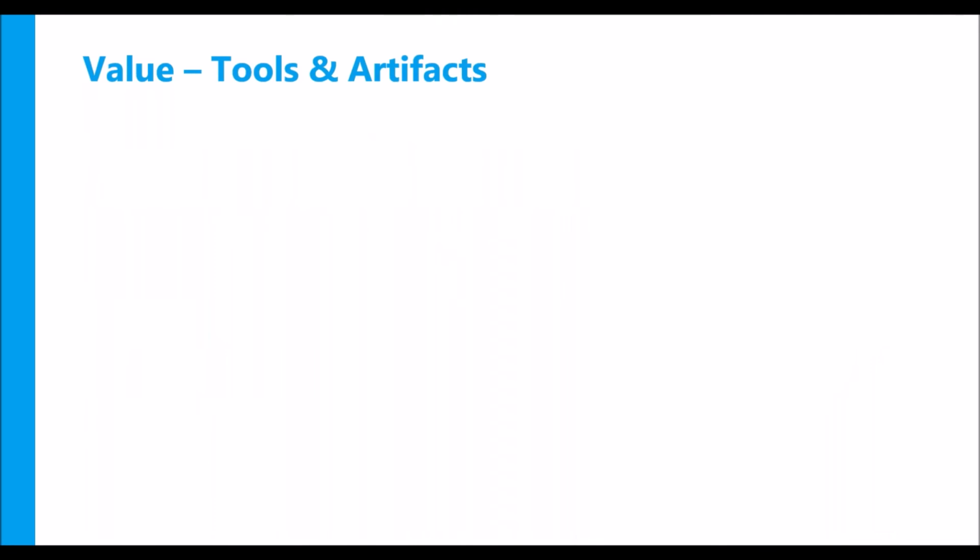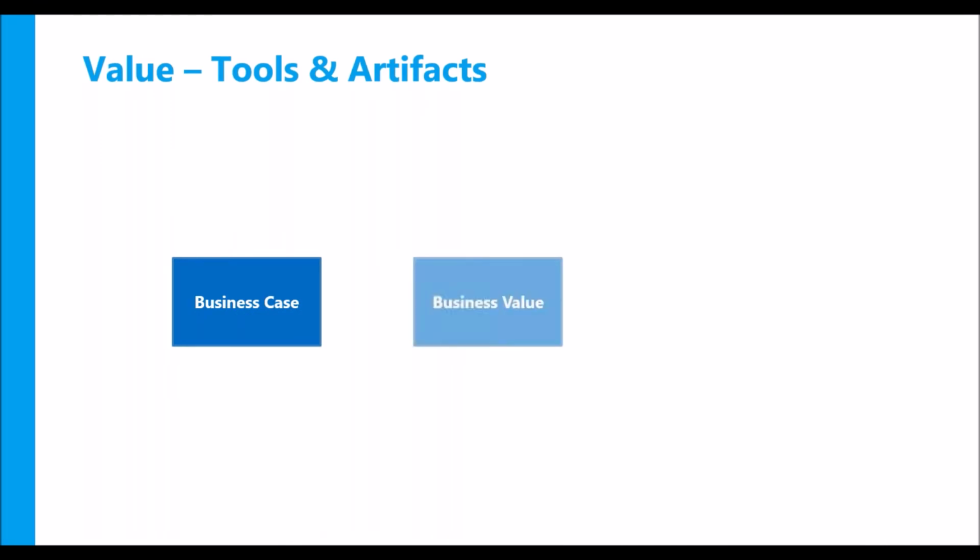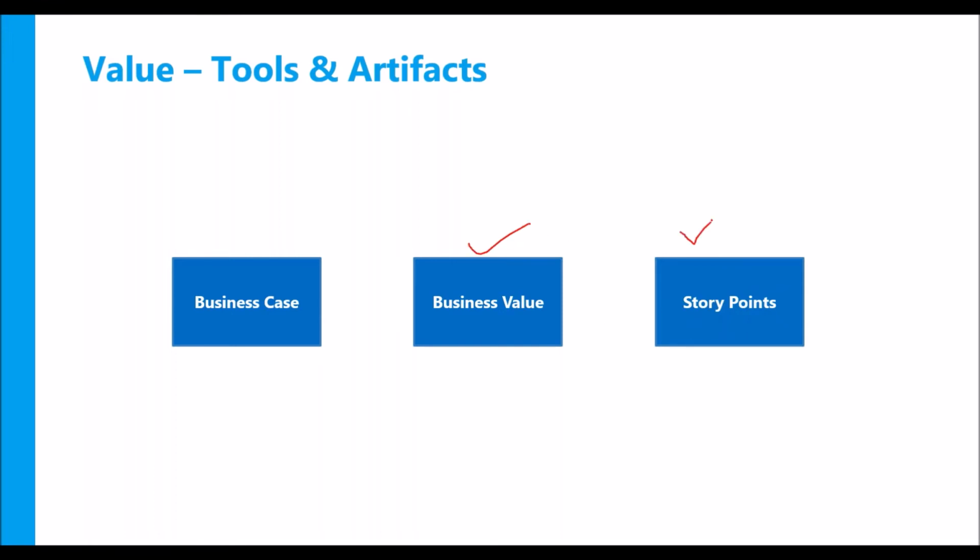So what are the tools and artifacts? Your business case can define value, okay? And your business value is a kind of metric that you can use to track what is the value that's being delivered at a high level. And at a lower level, you can track story points, typically used in Agile, as how much value was delivered, okay? So business value and story points are abstract numbers.